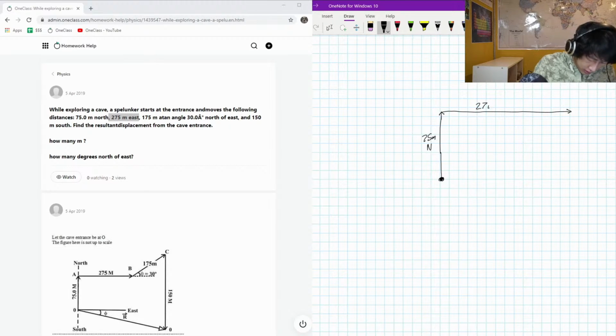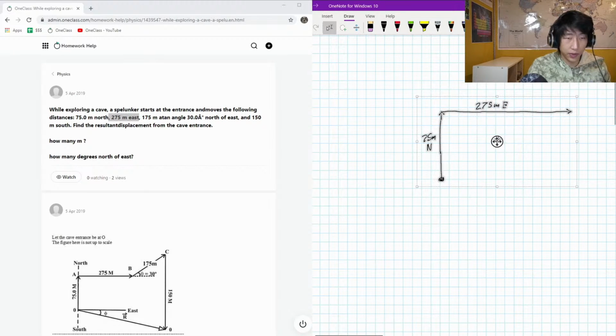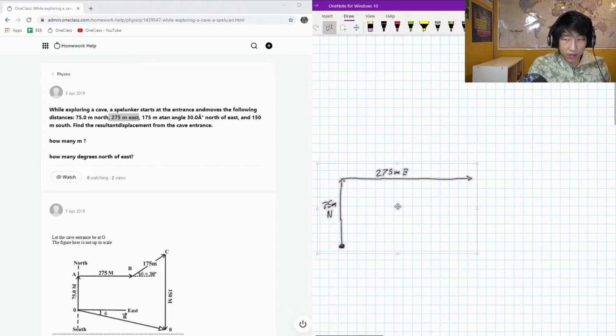275 meters east. Not 27, 275. Okay, I'm actually going to need to move this whole thing because I didn't realize how much east we were going. Maybe down to here. Okay, cool. Back to action.